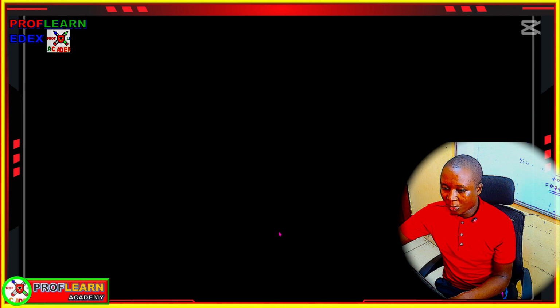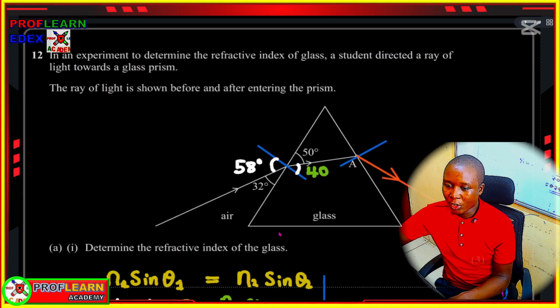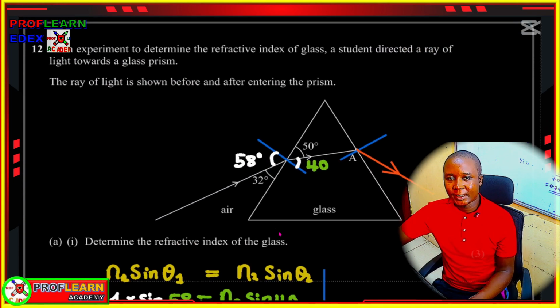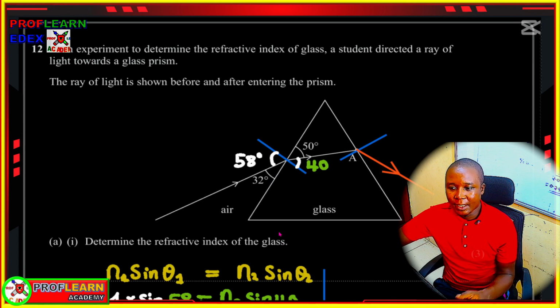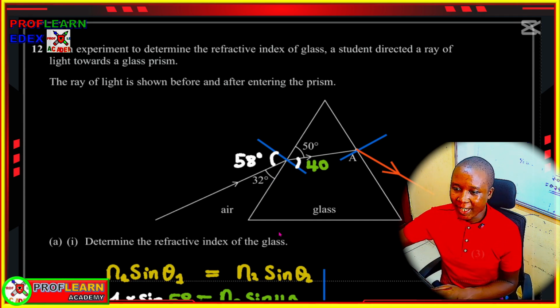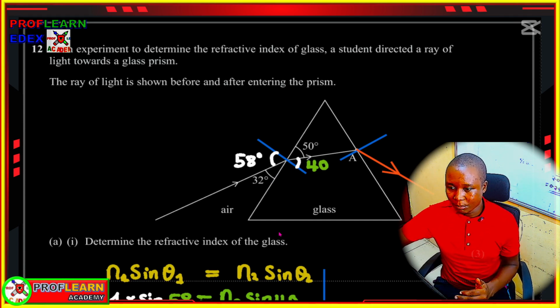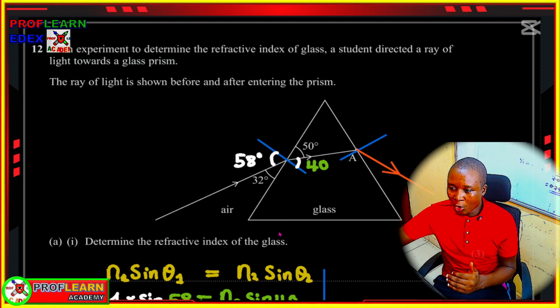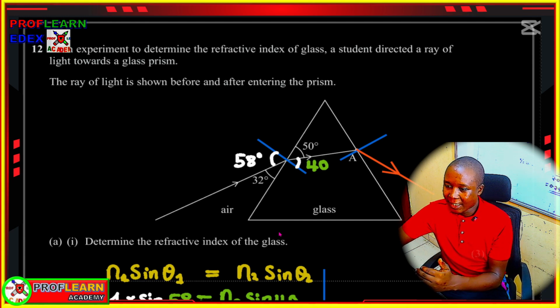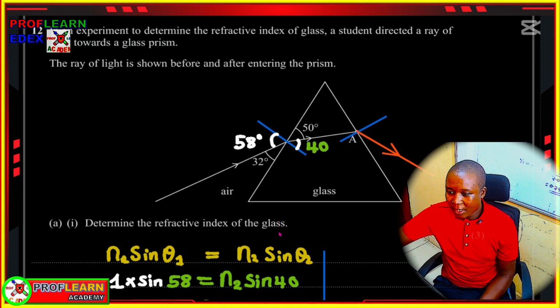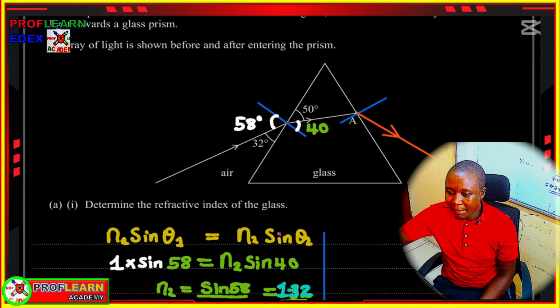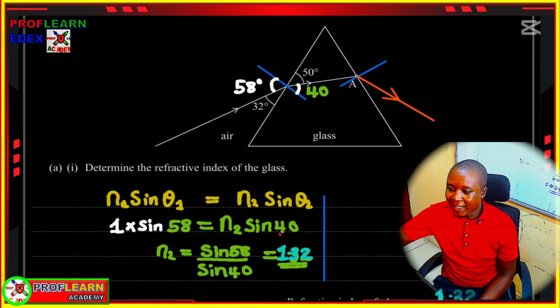Now moving to question number 12. This question number 12 was testing waves and basically refraction of light. In the experiment to determine the refractive index of glass, a student directed a ray of light towards a glass prism. So the ray of light is shown before it enters the glass prism and after entering into the glass. Then we are told to determine the refractive index of the glass.